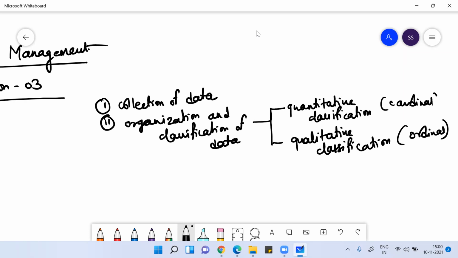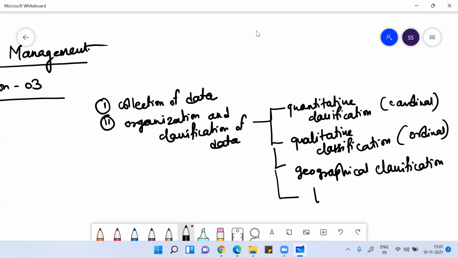Then we have geographical classification. We have discussed them in the past. I know you would be wondering why sir is repeating the same thing. This is just a kind of revision for you. So the third thing would be the geographical classification. Another name of geographical classification is spatial classification, S-P-A-T-I-A-L. And the last and very important one is the temporal. Temporal means based on the time period. That is called temporal classification.